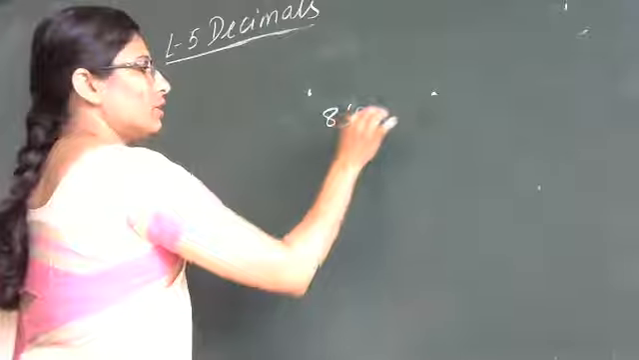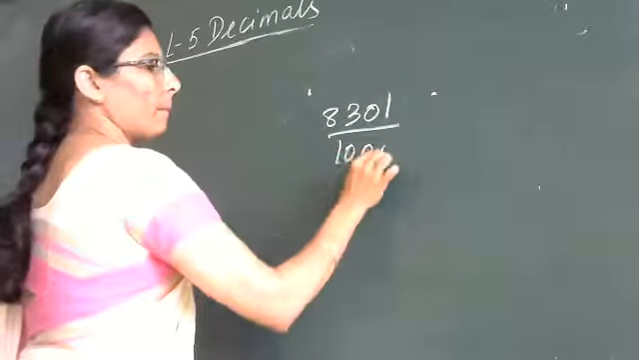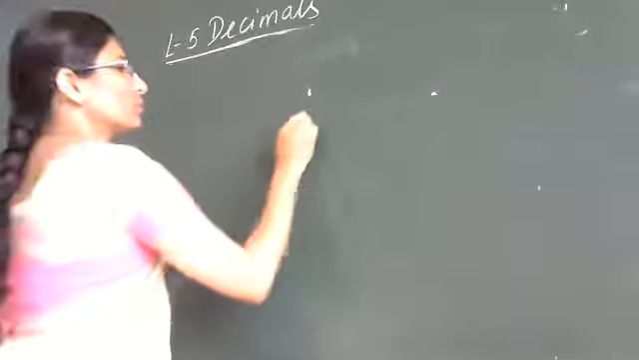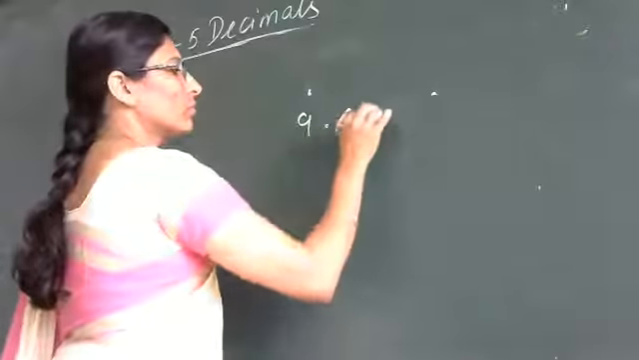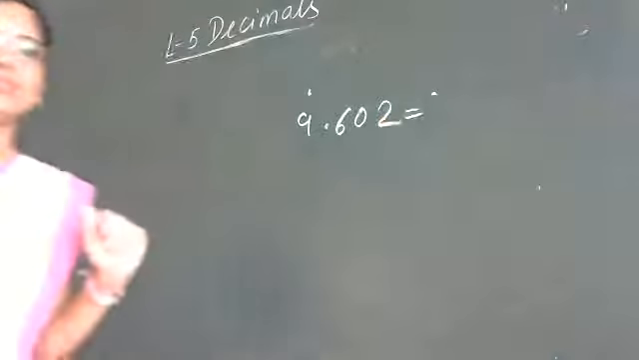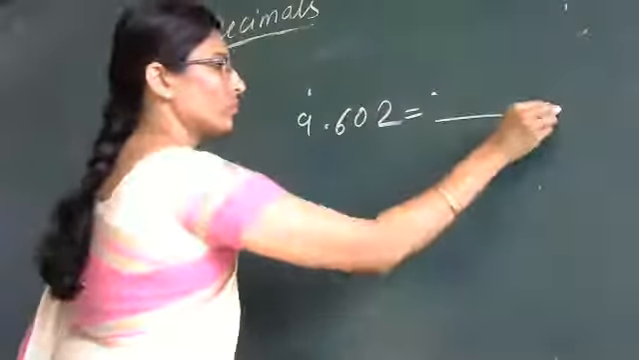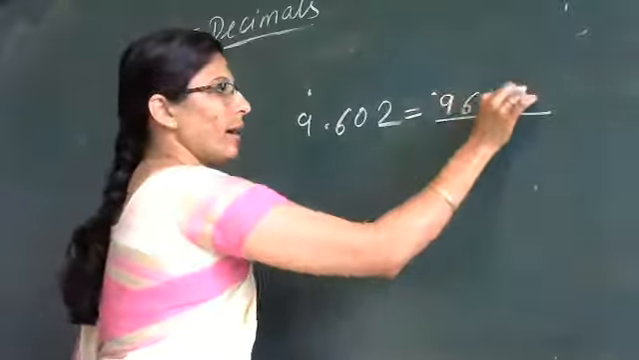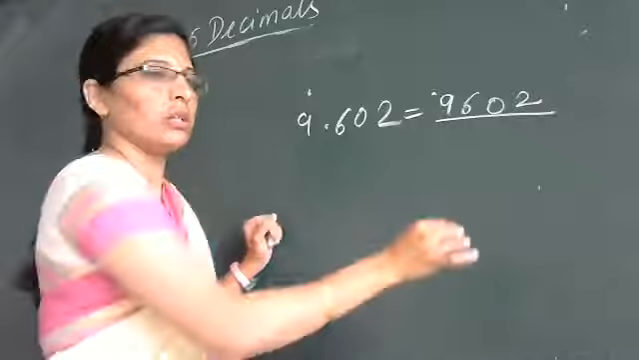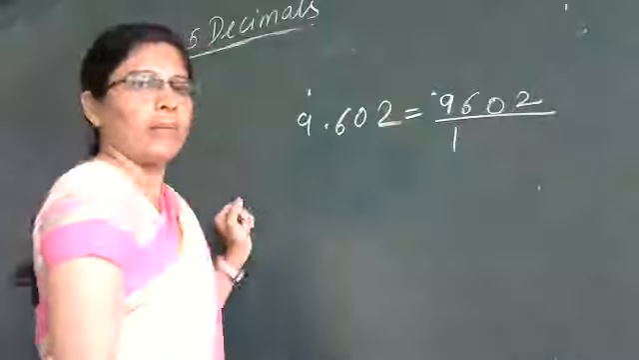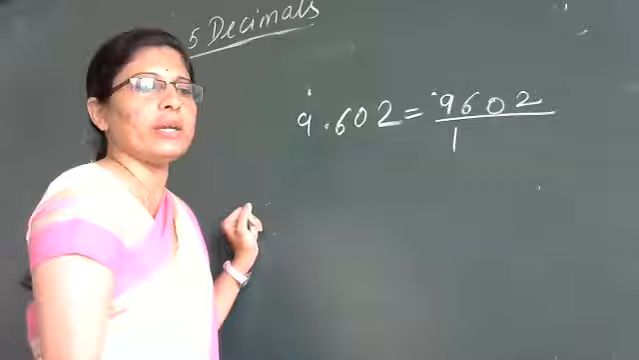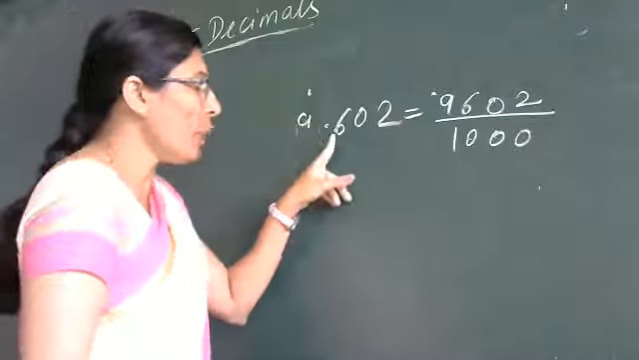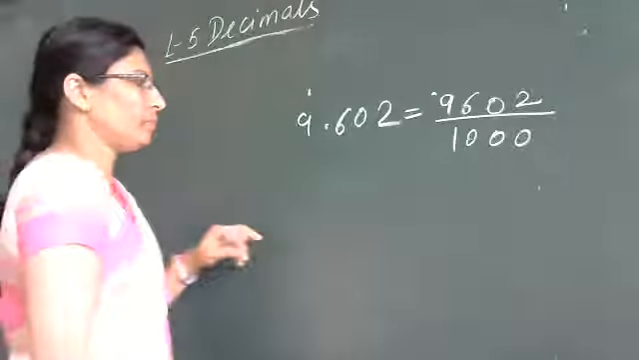Yes, ma'am. Nine thousand six hundred and two, by what did we get: 10, 100 or 1000? 1000. Why? Because after the point, three digits are there.